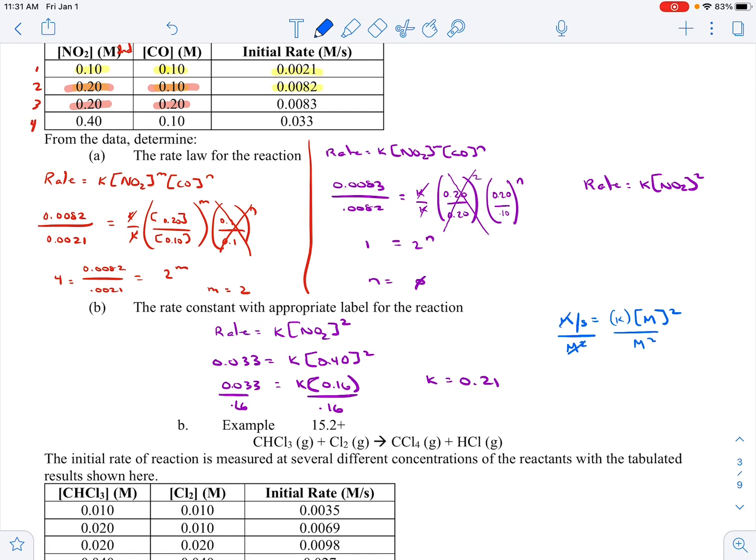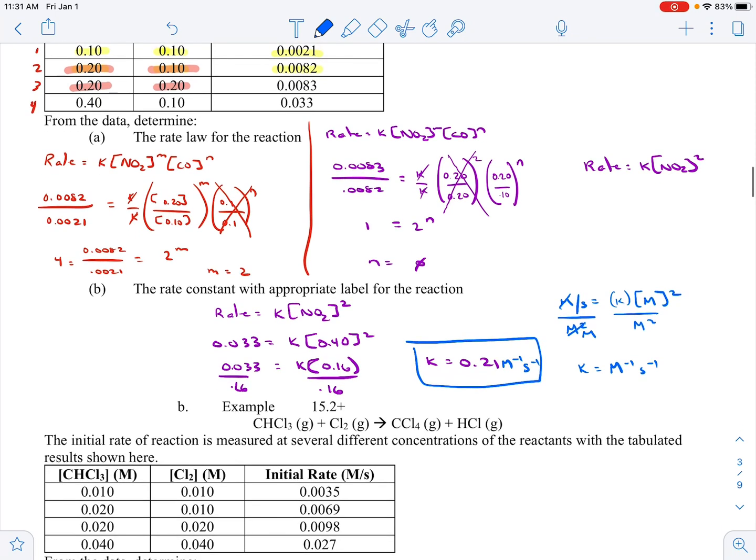One of these is going to cancel out, and so K, for a second order reaction, is going to have the label of molarity^-1, seconds^-1. So then we just put that label on there, and there's our answer. Awesome. Let's try another problem.